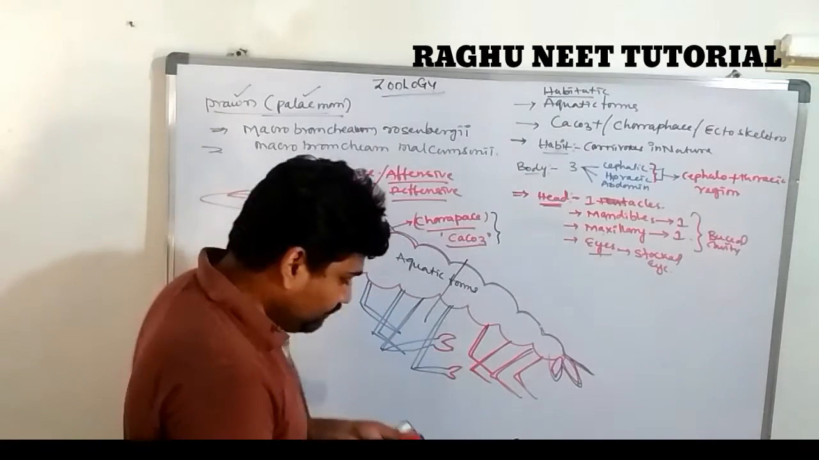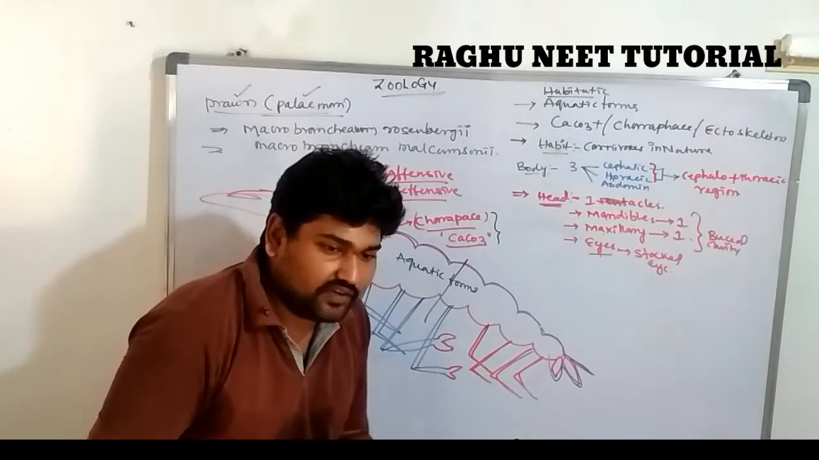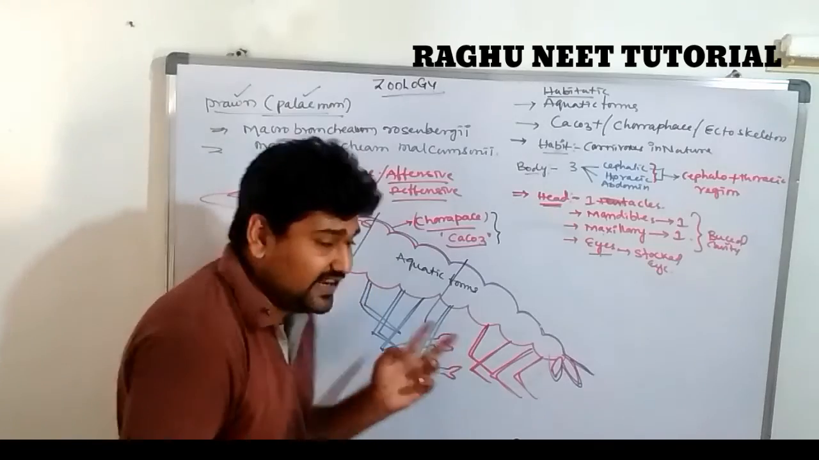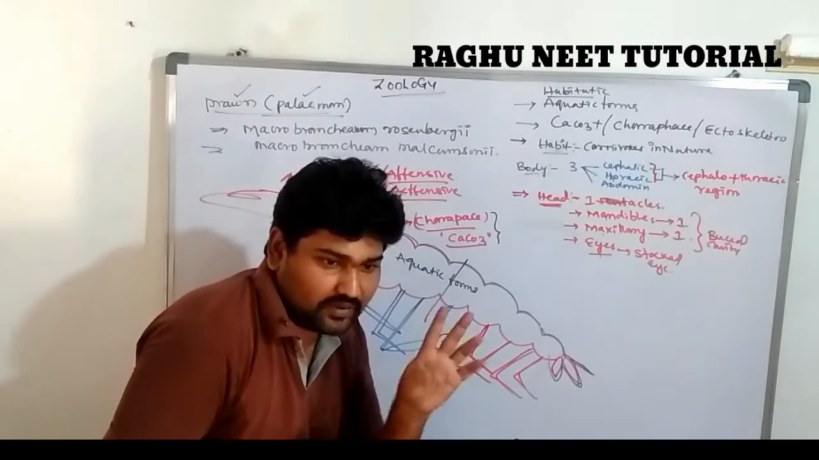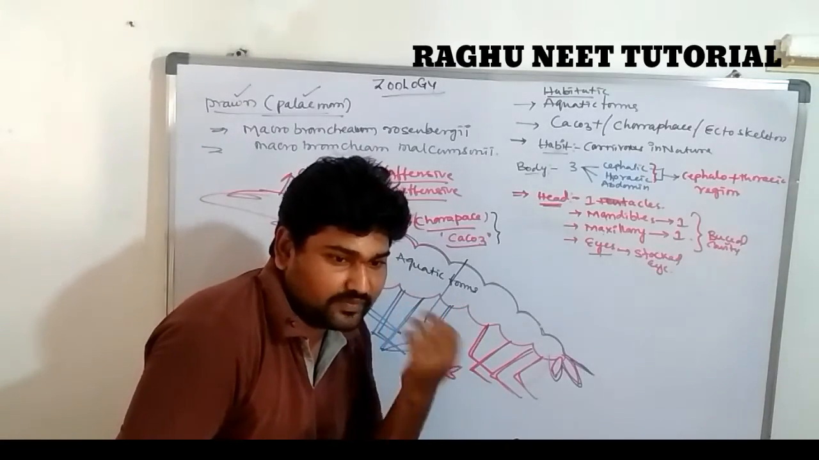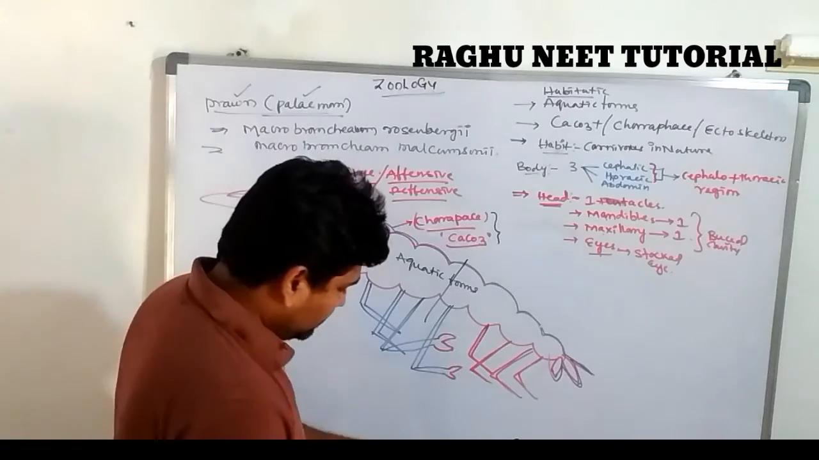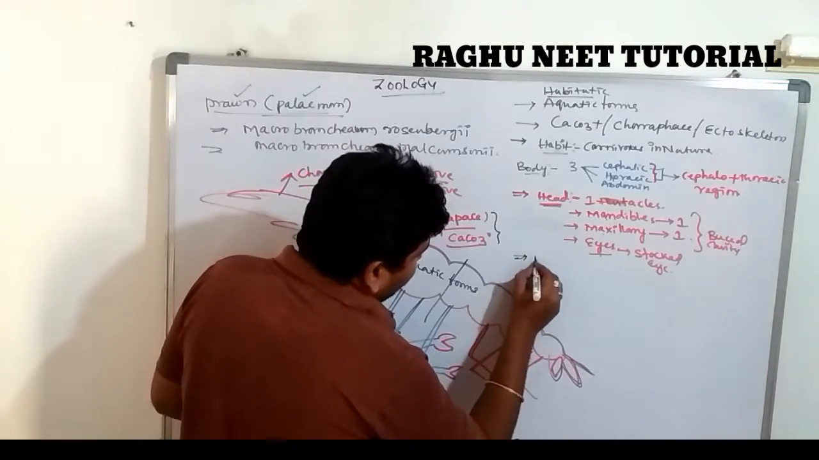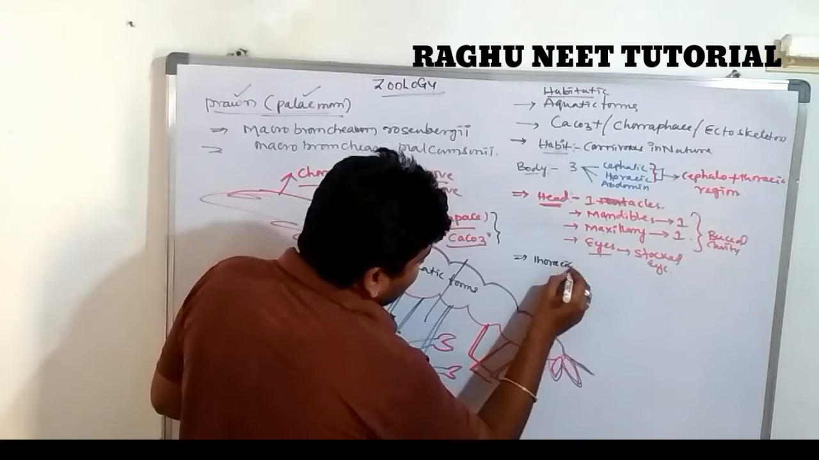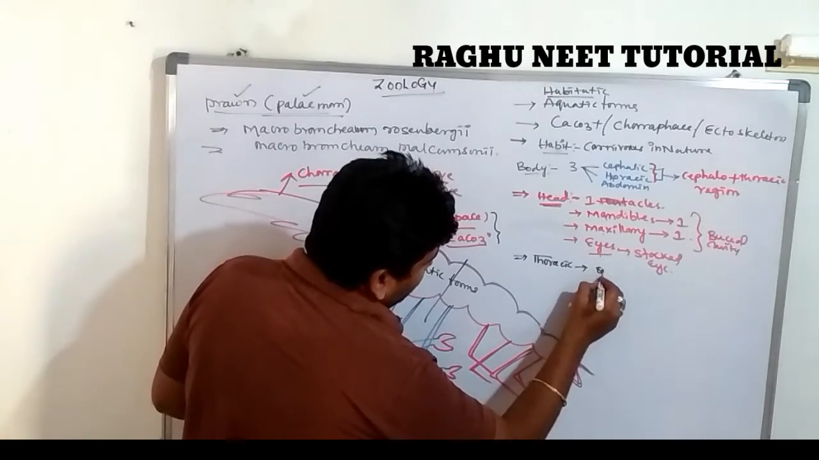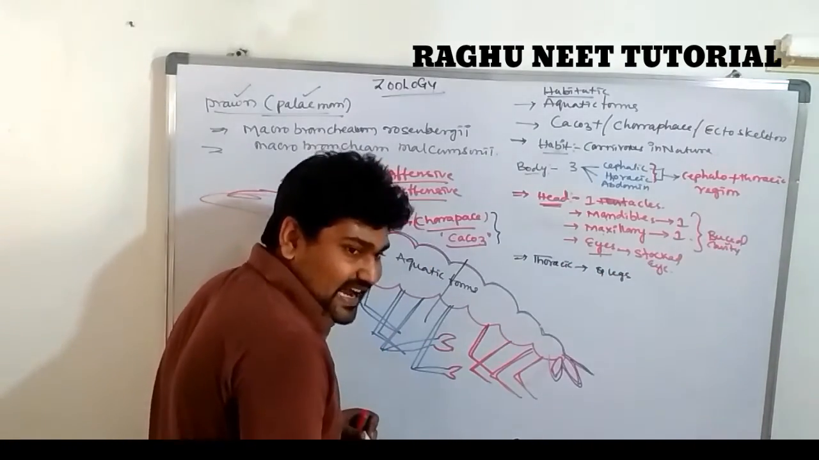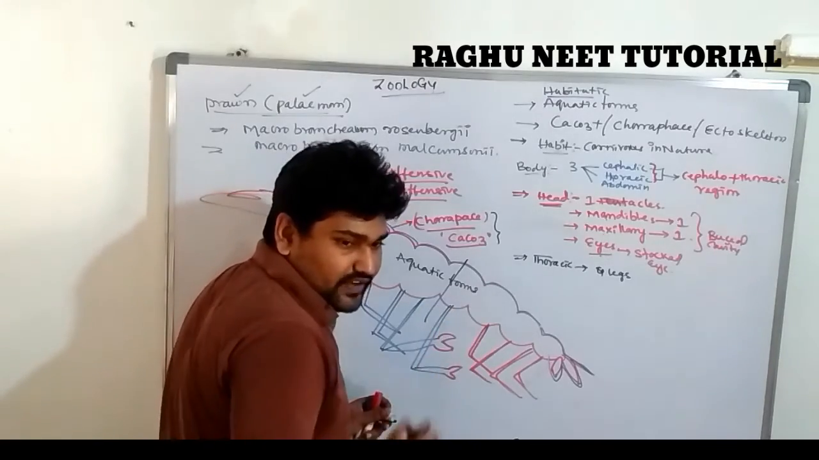The thoracic region consists of 4 pairs of legs. How many? 4 pairs of legs, which means 8 legs are present. The thoracic region, very very important. The first 4 legs are useful for offensive and defensive mechanism.